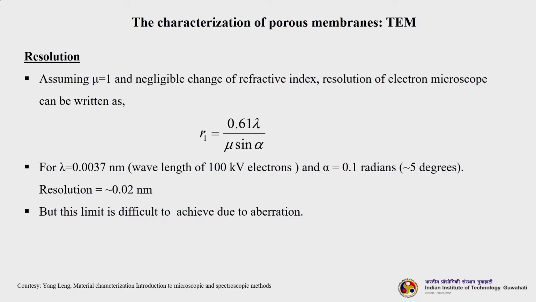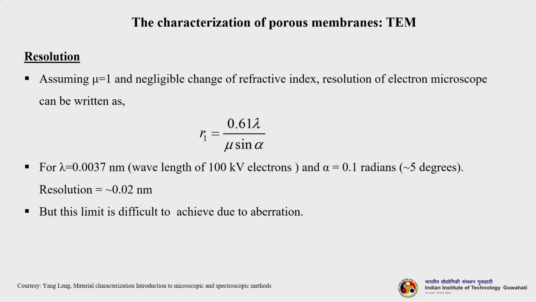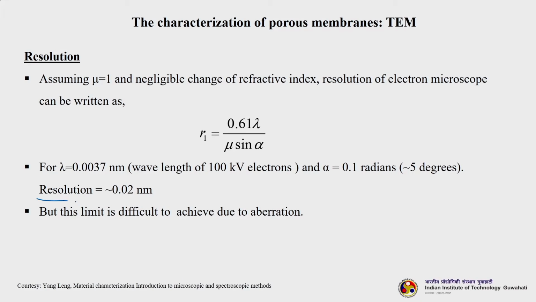So, resolution is something that is of very importance for TEM, because it is this feature which distinguishes it from other scanning electron microscopy techniques. So, assuming mu equals 1 and negligible change of refractive index, the resolution of an electron microscope can be written as R1 equals 0.61 lambda divided by mu sin alpha. So, here lambda is 0.0037 nm, that is the wavelength of 100 kilovolt electrons, and alpha equals 0.1 radians, more or less approximately 5 degrees. So, the resolution that you will get will be 0.02 nanometer, but this limit is difficult to achieve due to aberration, right.